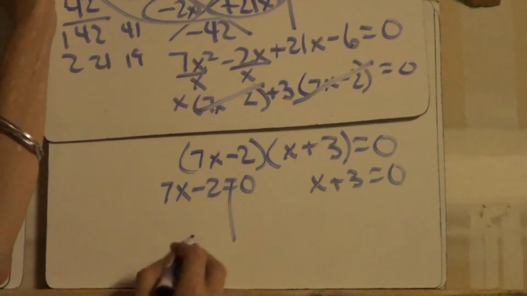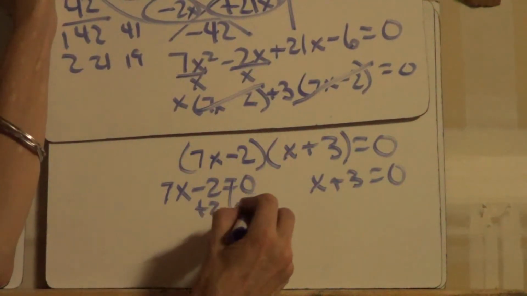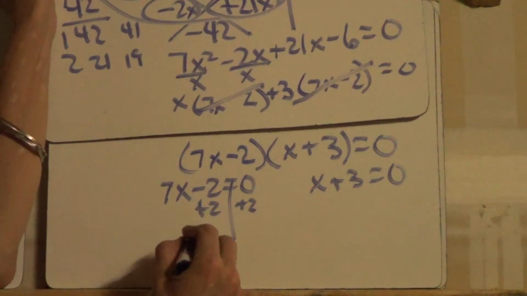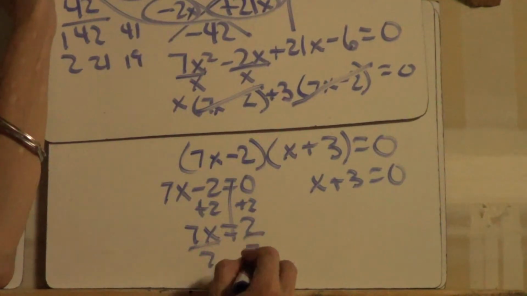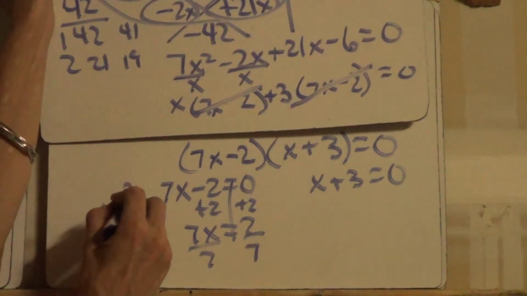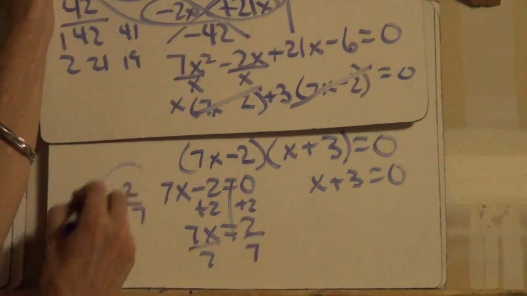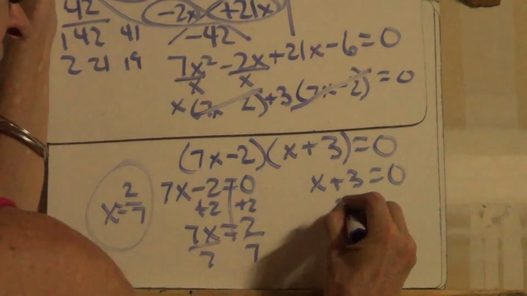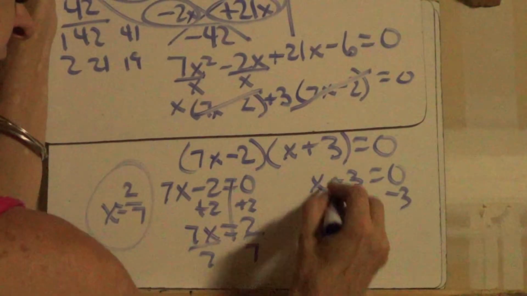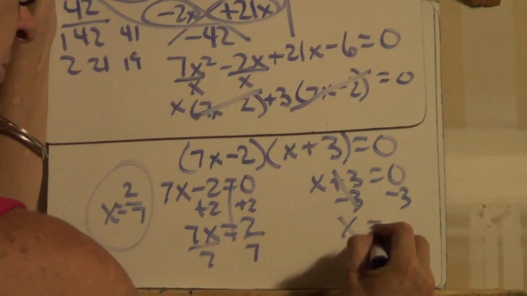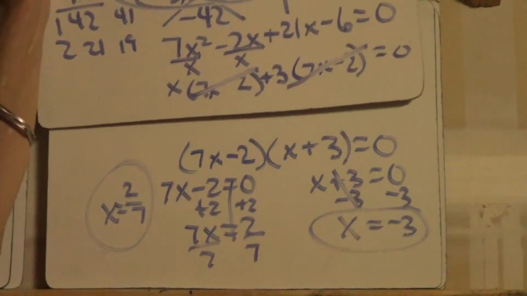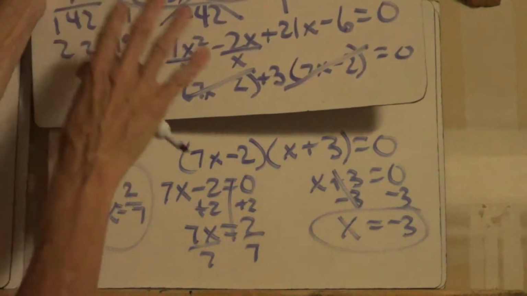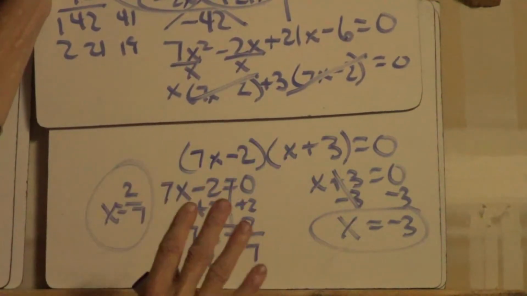Draw your line, add 2 to each side. 7x equals 2, divide by 7 on each side. X equals 2 sevenths. Subtract 3 on each side. X equals negative 3. Okay? So get that down in your notes. Ask questions. Pause the video.